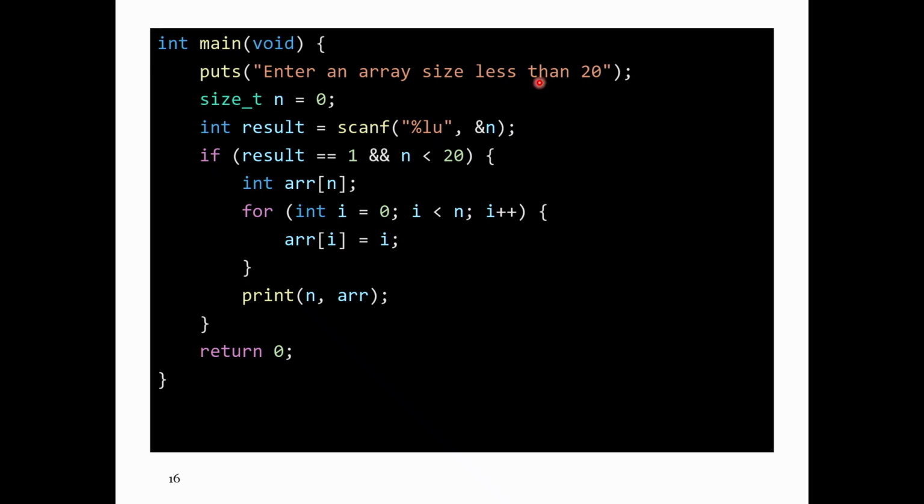As long as the result is one and n is less than 20, because I asked for an array of size less than 20, then I make a variable length array. So I just make an array, its size is n. And then I loop over the elements of the array, setting each element to i, so 0, 1, 2, 3, 4, 5, 6, 7, 8, up to whatever. And then I print the array. That's all this is doing. What's this one called? VLA1.